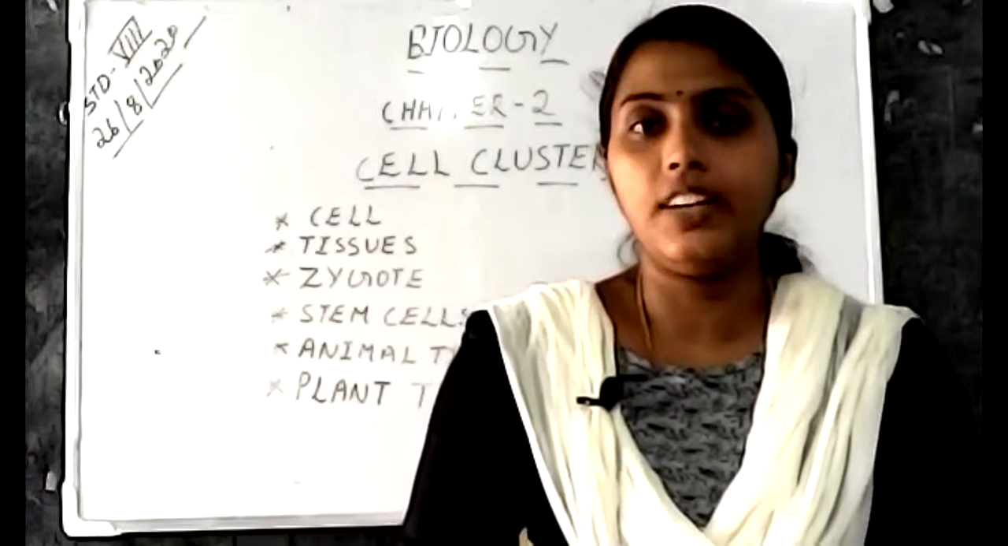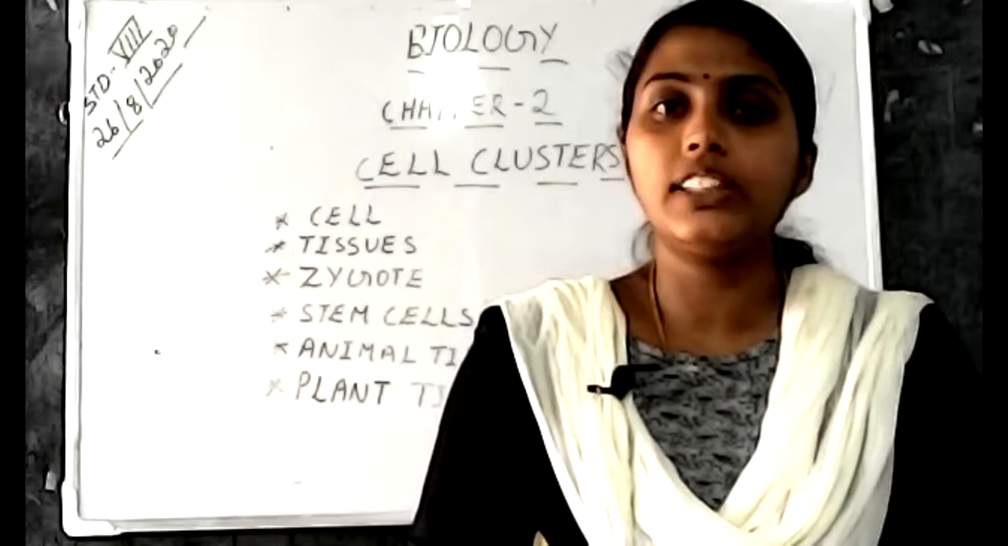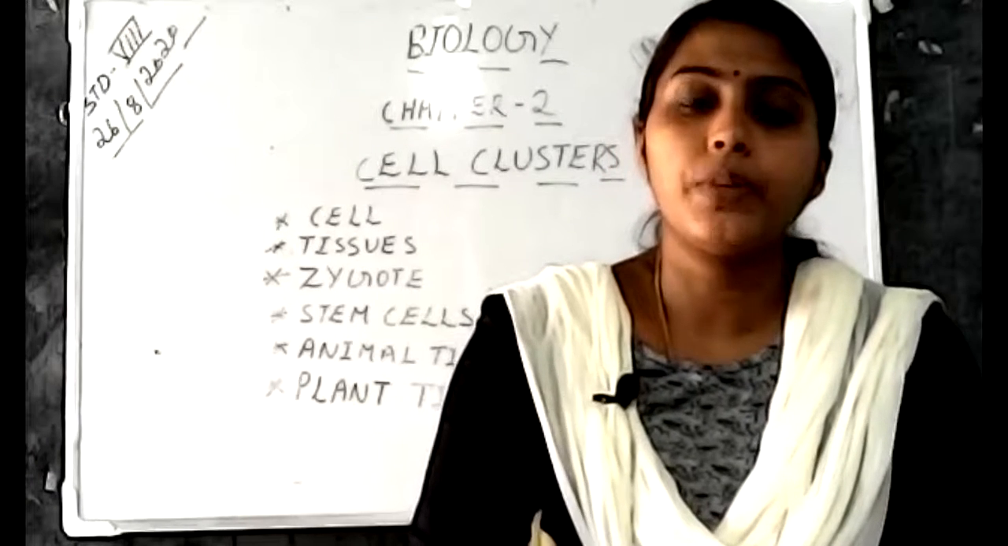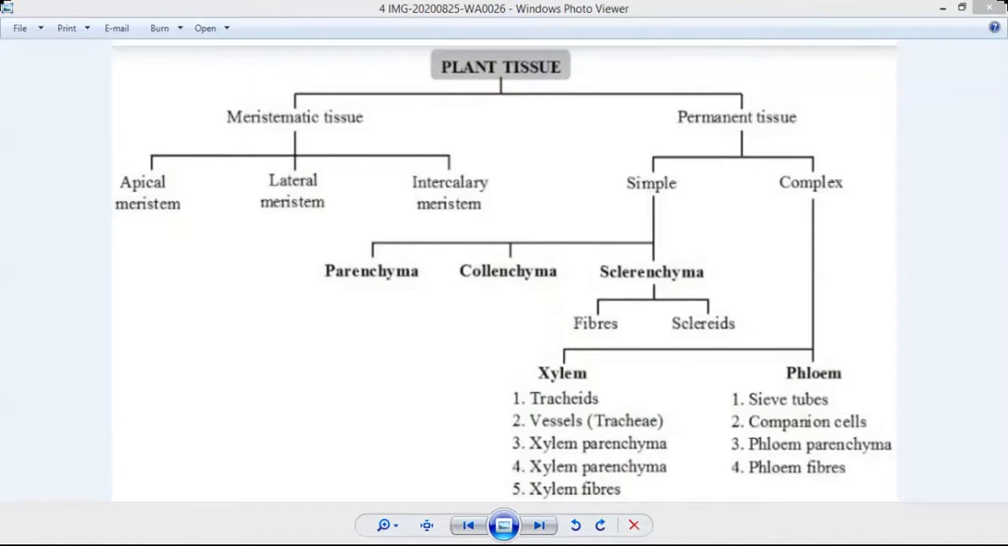So now we can see how the plant tissues are divided. Here you can see in the picture, the plant tissue is divided into two main divisions, that is meristematic tissue and permanent tissue. Meristematic tissue is the tissue present in plants at the tip of the stem, which undergoes particular stimulation and results in the growth of the plant. So this is the reason why plants grow.